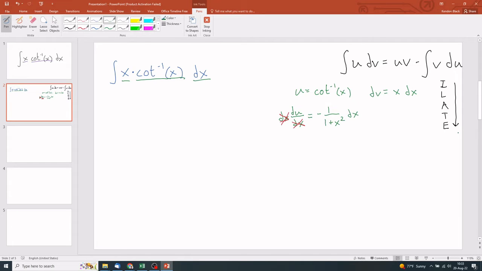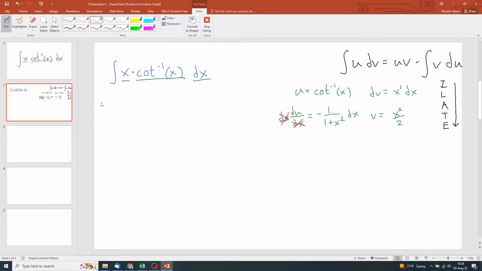And then to get our v, we integrate our dv. In this case, it's a polynomial. So x is the same as x to the power 1. We add 1 to that. We get x squared. And then we take that new number 2 and we divide by that. So we get x squared over 2 for our v. Okay, now we have all four parts. We have u, v, du, dv. Let's plug them all into the integration by parts formula and see what we get.